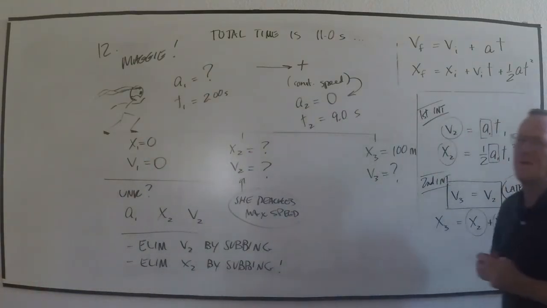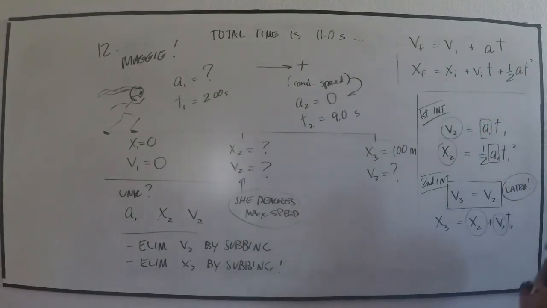Please, please, please don't make this more difficult than it needs to be. V2 is saying, please get rid of me. I'm just A times T. Put me right here. X2 is saying, hey, me too. I'm just 1/2 AT squared. Put me right here.